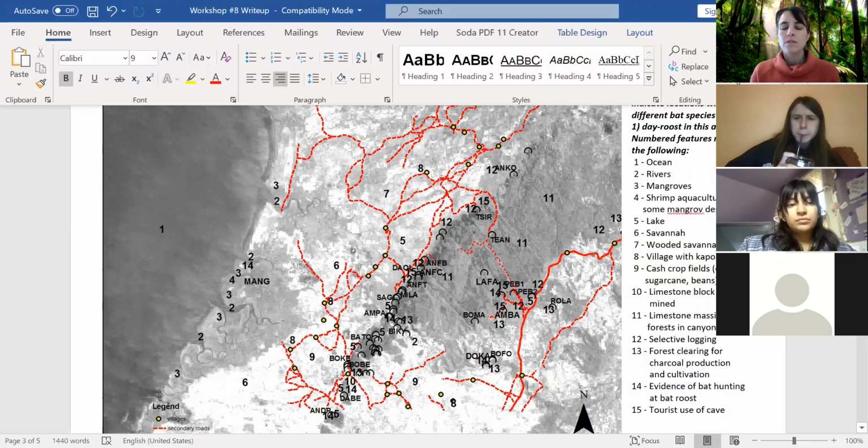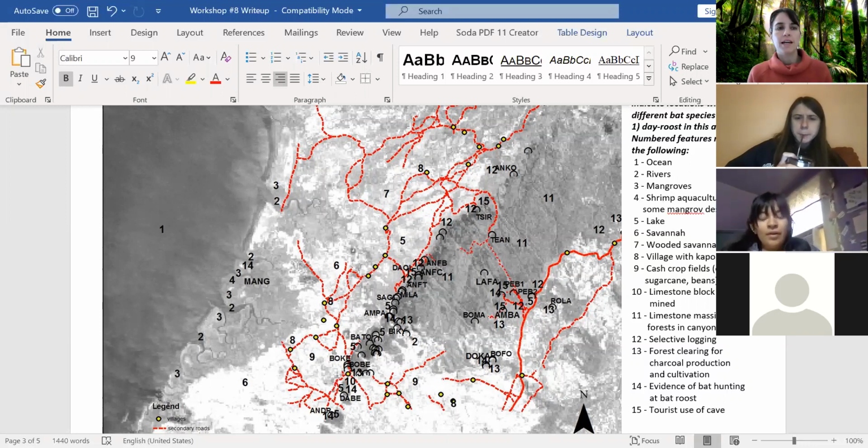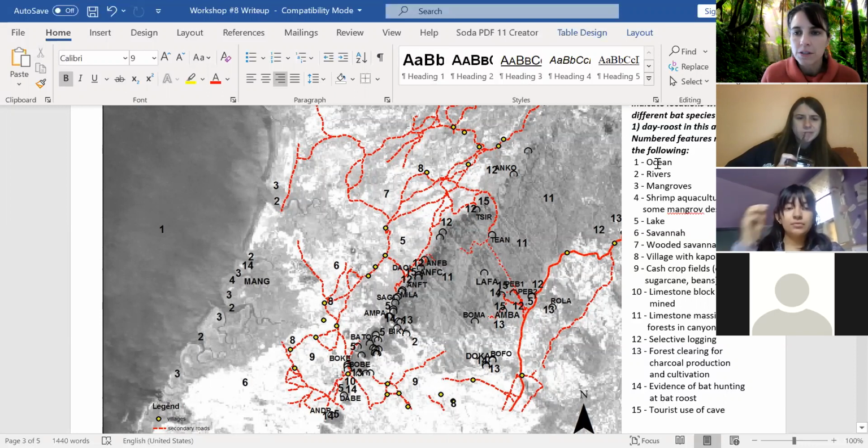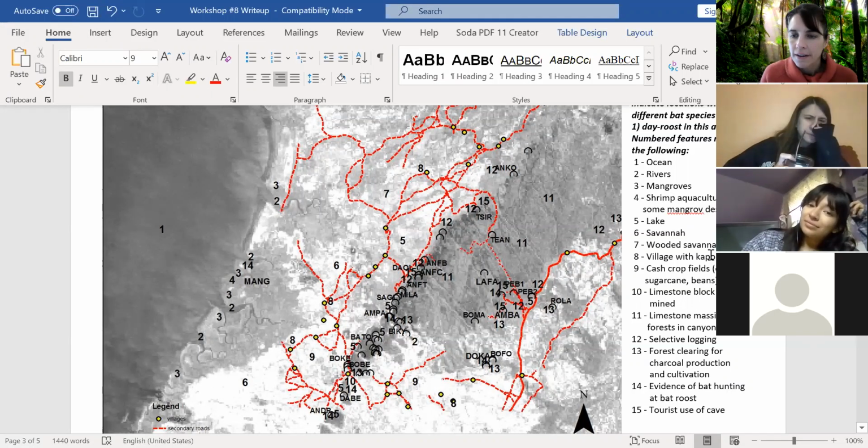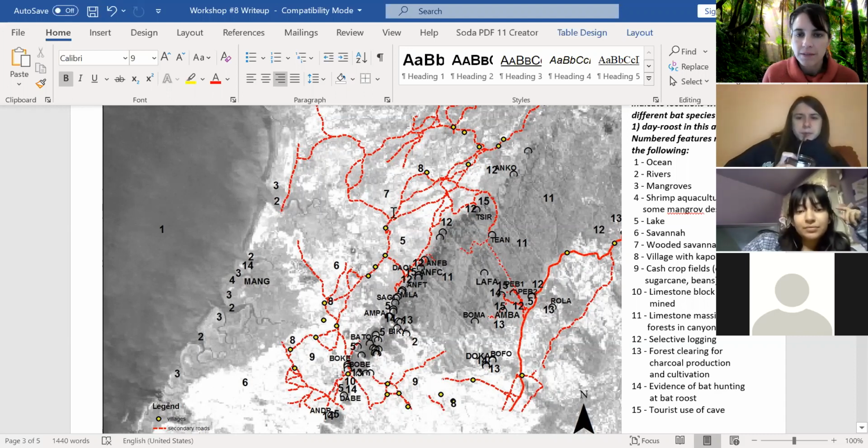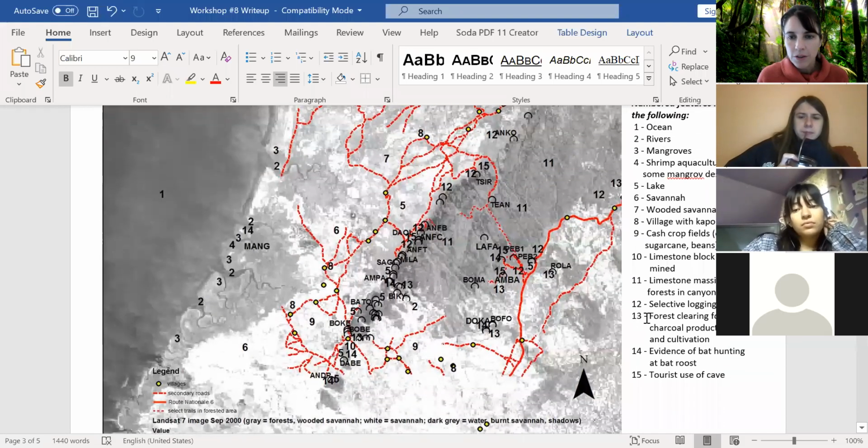One thing I don't love about this map, but you just have to deal with, is that they mark things by numbers. So the ocean is 1, rivers 2, mangroves 3, village with kapok trees, a place where bats like to roost, 9. So here's one of those. The only ones that really matter to you are the threats. So 13, forest clearing for charcoal production, is happening here, and that's right on top of one of the roosts, right?